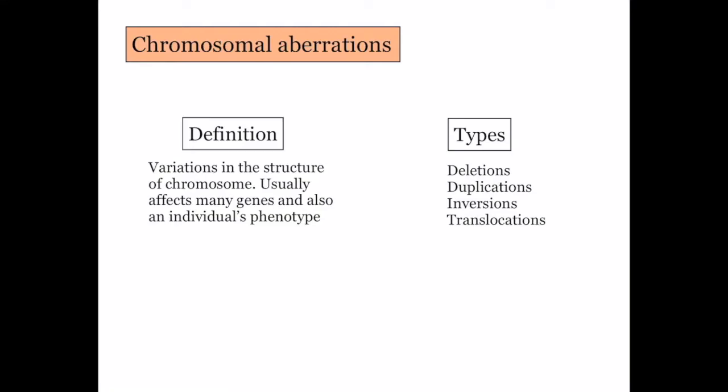Chromosomal aberrations are variations in the structure of chromosomes. They usually affect many genes at a time and will play a major role in an individual's phenotype. There are several kinds of chromosomal aberrations, including deletions, duplications, etc. Let's take a look at a couple of examples.